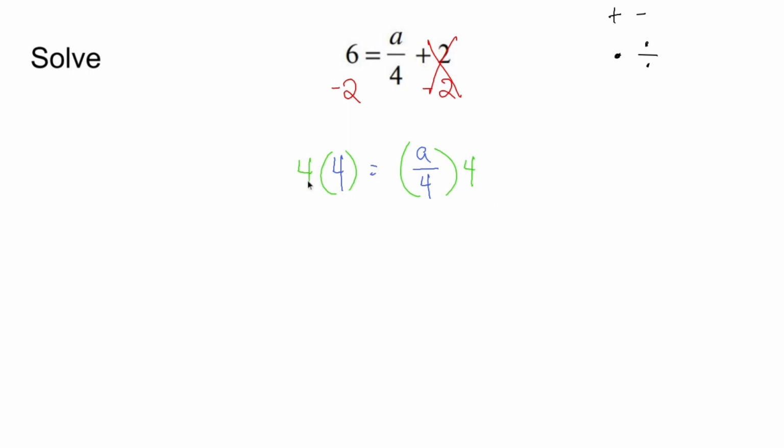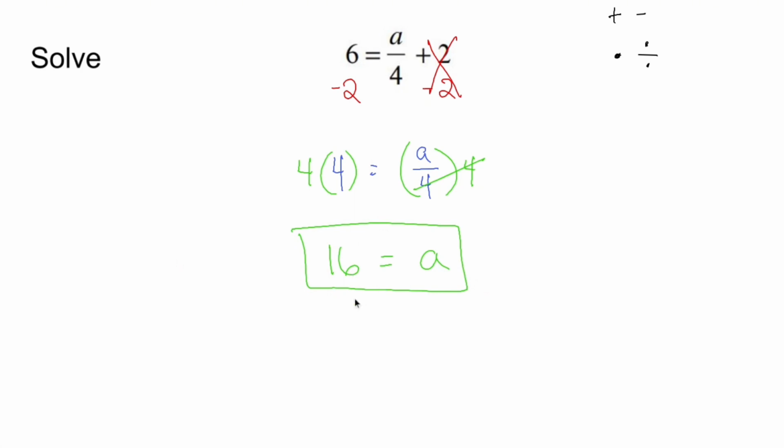I multiply both sides by 4, like so, and 4 over 4 crosses out. On the right side, you have just an A, and on the left side, you have 16. Now, most teachers should be okay with this. 16 equals A is an acceptable answer.